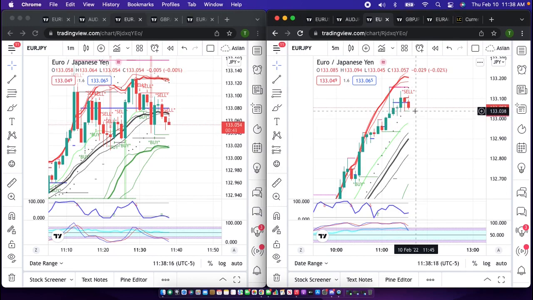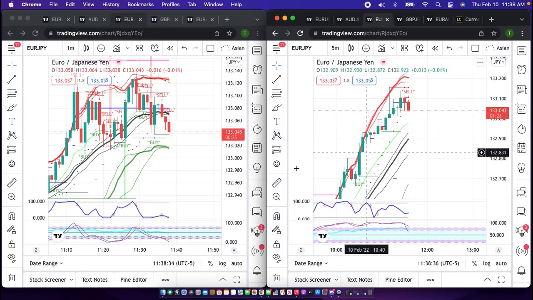Like here, I would like to see it get down to 133.038. And once it gets down to there, boom, typically here I'd put in a buy for 3 minutes. And look, as you can see, it came down to that level and rejected off of it.